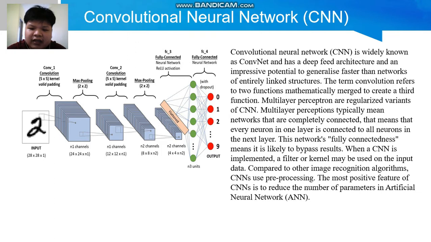And when a CNN is presented, a filter of the convnet may be used on the input data, and compared to other image recognition algorithms, CNN uses little preprocessing. The most positive feature of the CNN is that it reduces the number of parameters in the artificial neural networks.